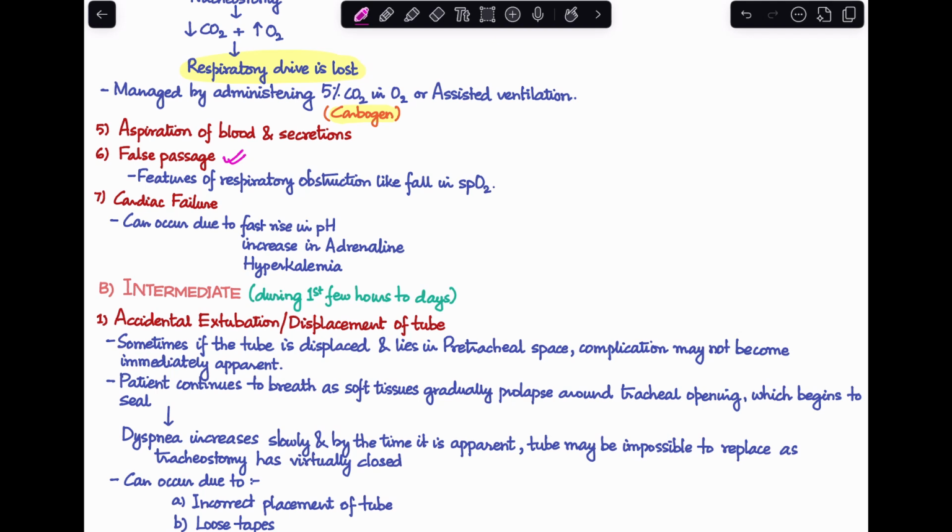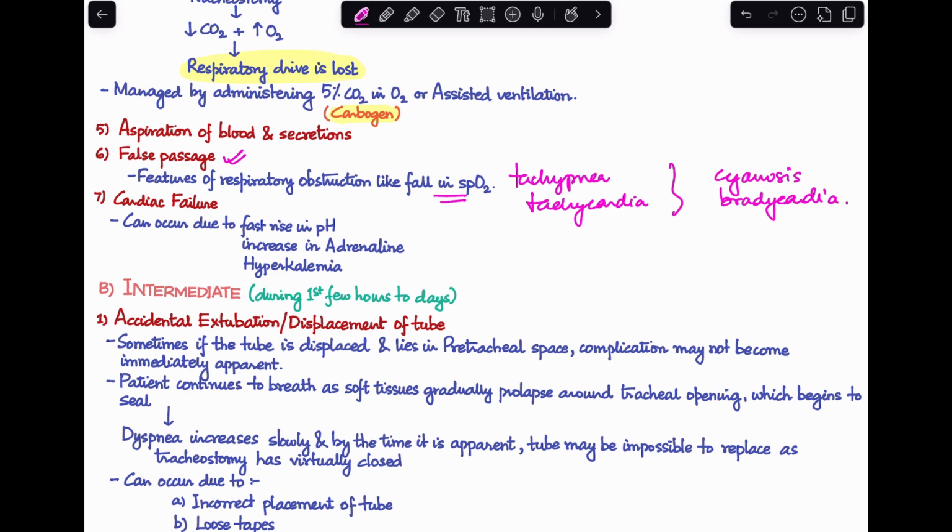In these patients, they will present to you with features of respiratory obstruction. The early features would be a fall in saturation, and other than this, we will see tachypnea and tachycardia. But if this is going on for a prolonged time, the late features would be development of cyanosis and eventually bradycardia. So, this is what we will see if there is respiratory obstruction in a case of false passage.